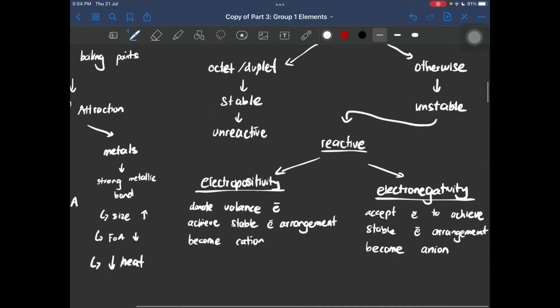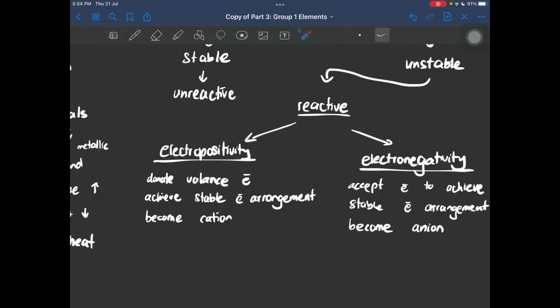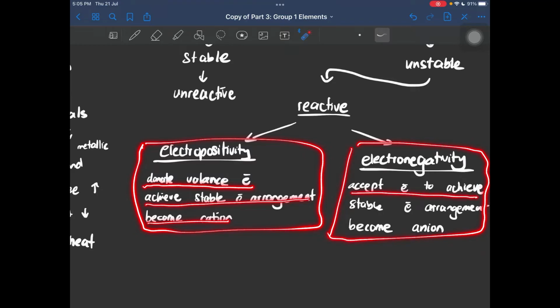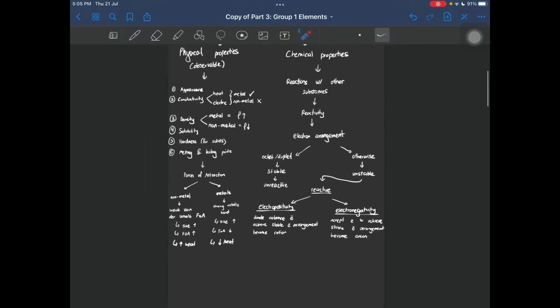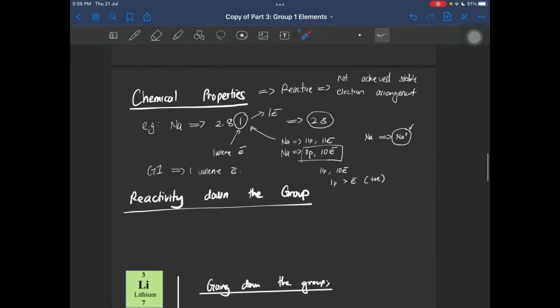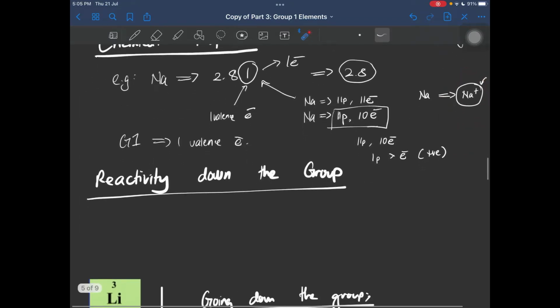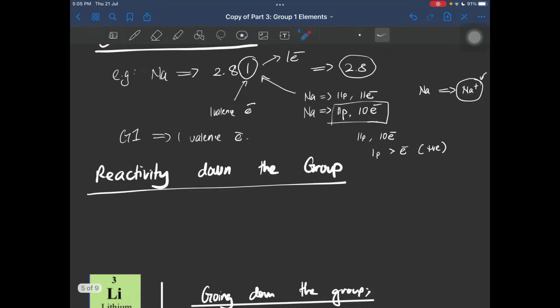reactivity down the group, we have to compare the electropositivity, which is the tendency to donate valence electron to achieve stable electron arrangement to become a cation, or the electronegativity, which is the tendency of the atom to accept electron to achieve stable electron arrangement to become an anion. So in terms of group 1 elements, since it has only 1 valence electron, we know that it will become a cation, and it will release or donate electron, not accept electron.